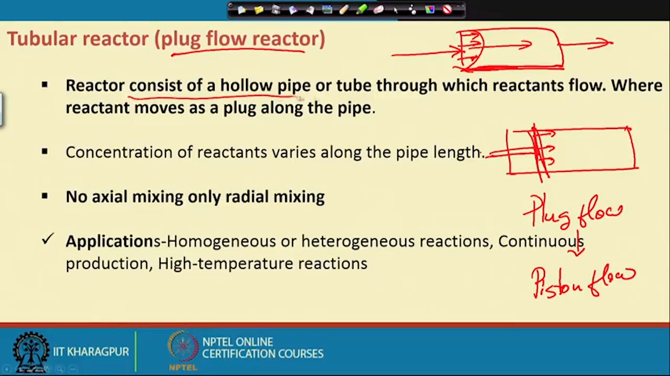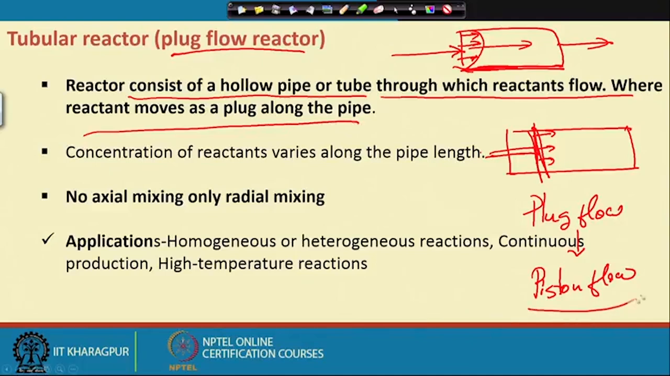Now, the reactor consists of a hollow pipe or tube through which the reactants flow, where the reactant moves as a plug flow. Piston flow we consider as the ideal flow. Ideal flow is very rare to happen. What if you make the flow turbulent? Then it tends toward piston flow, not exactly piston flow, and the velocity gradient across the reactor will be minimum. If we change the flow pattern from laminar flow to turbulent flow.